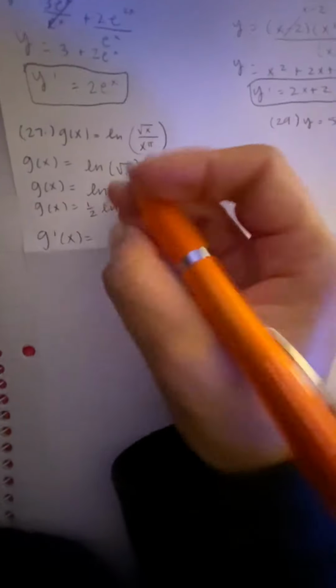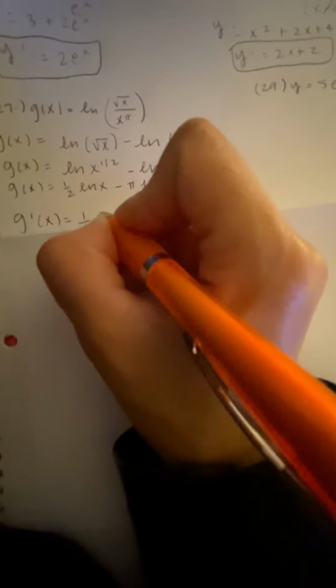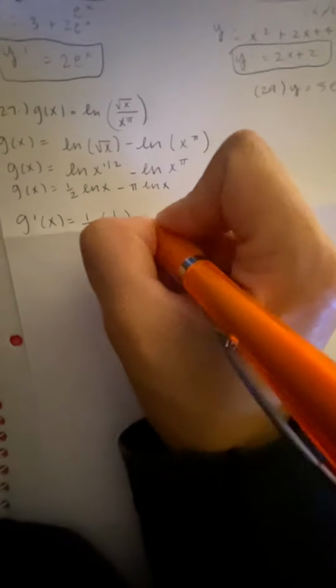So I have 1/2 ln x minus pi ln x. And now this is ready to take the derivative. And it's gonna be hard for me to write like this, so let me flip it. So I would have g prime is equal to constant, leave it alone. Derivative of ln x is 1 over x minus another constant. Remember guys, pi is a constant. And then derivative of ln is just 1 over x as well.